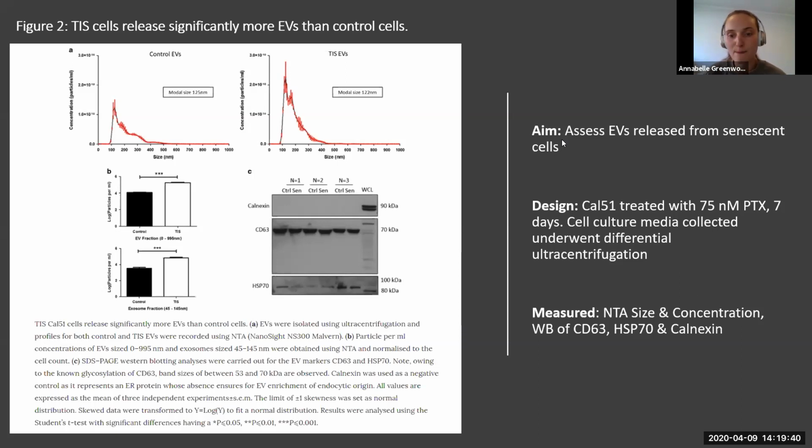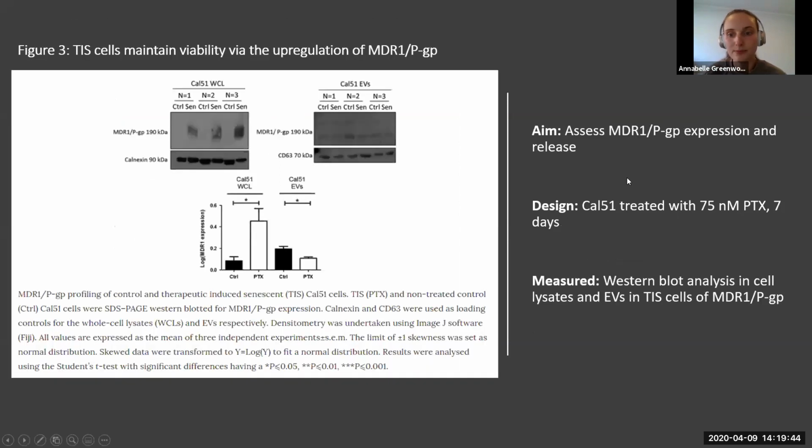Cool. I will jump into figure three. So figure three, TIS cells maintain viability via the upregulation of MDR1 PGP. So the aim here was to assess the release of MDR1 PGP from T cells to understand if this is the mechanism behind which they maintain their viability, so one of the mechanisms.